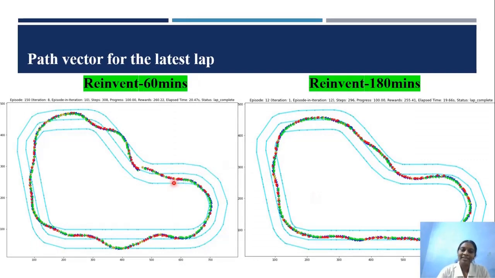And after 60 minutes, this is my path, the best path for completing the lap. After 180 minutes, this is the best path to complete the lap. So from this diagram itself, we can easily identify which one is the smoother and more stable model among these two. In that way, we can utilize log analysis to evaluate the training performance of the model we generated, and we can decide whether to stop the training, continue with the same training, or drop the model and go with a new model that has been evaluated from this log analysis.